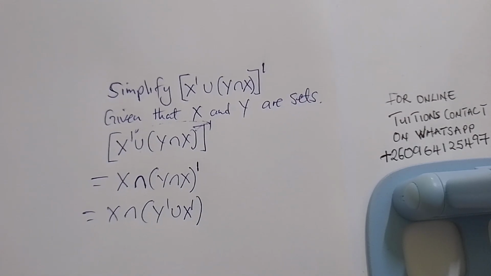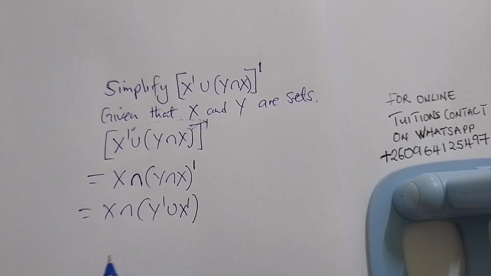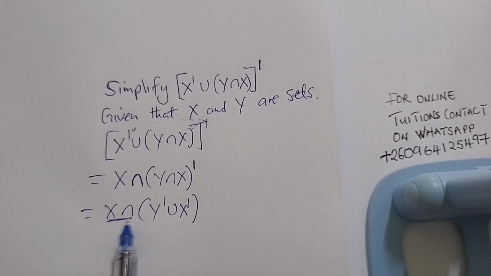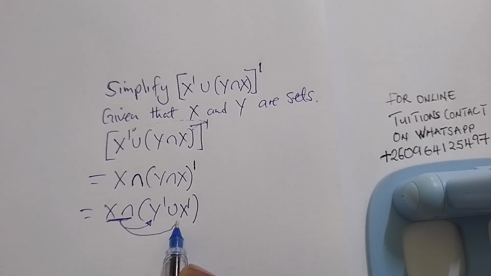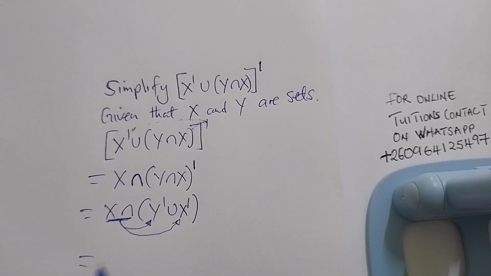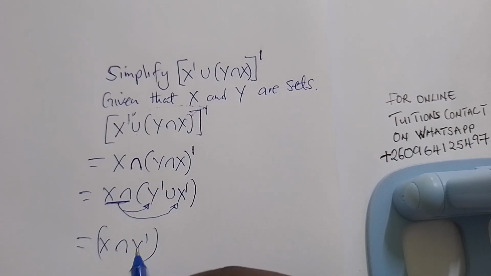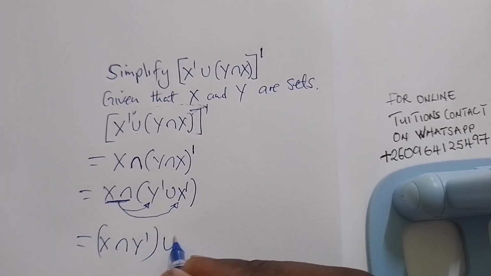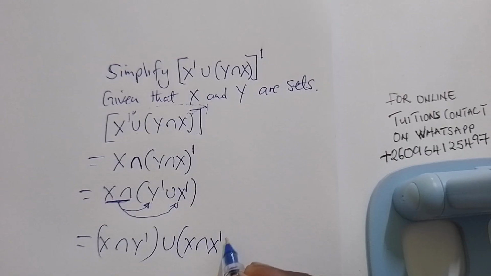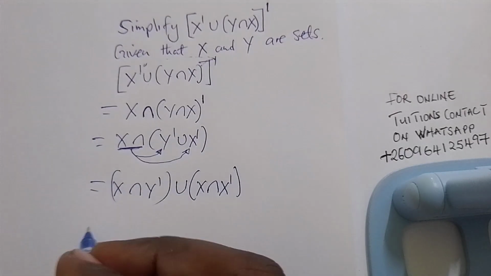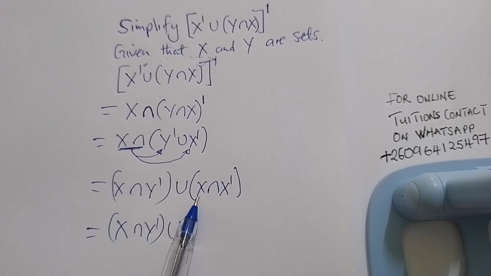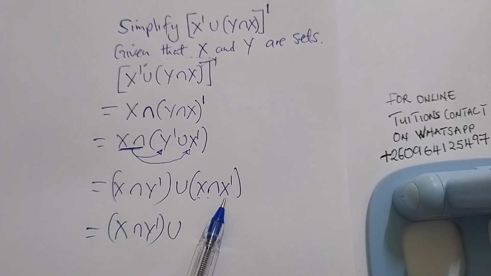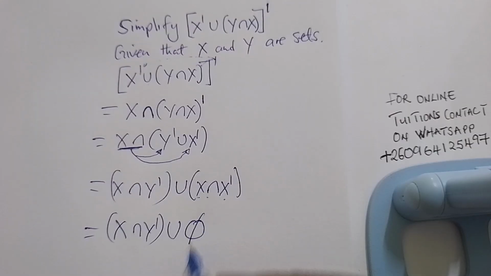Now, reaching this stage, we introduce the idea of the distributive property. So we are going to distribute this set now inside the bracket. The moment you do that, this is going to be x intersection y complement and union x intersection x complement. Having that, this is equal to x intersection y complement union x intersection x complement, which is an empty set.